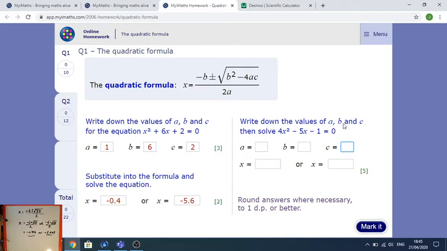Write down the values of a, b and c, then solve this equation. Okay, so the a, b and c are 4 here, minus 5 here in front of the x, and minus 1 on the end. So let's just fill those in. 4 and minus 5 and minus 1. And then we can go onto the whiteboard for solving it.